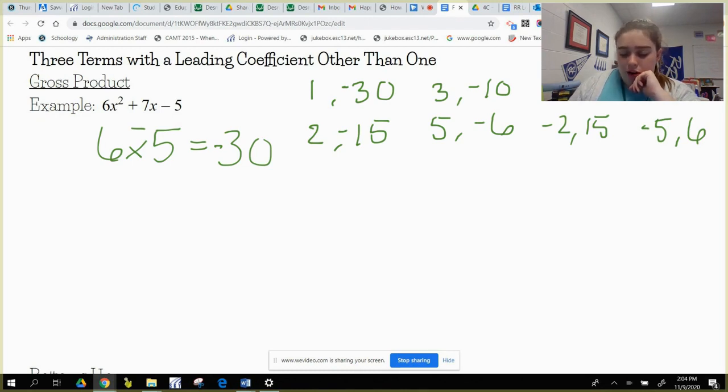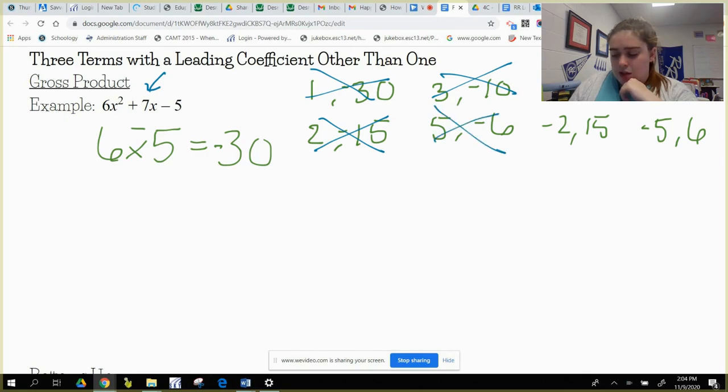So now we're going to look at which of those sets add up to be our middle coefficient, just like we did last time. That would be positive 7 here. So we're going to look at which of those factor sets add up to be positive 7. Okay, so not this one, right? That one either. What about 3 minus 10? That's close. That's -7. So maybe it's the opposite of that, but not that one. Okay, 5 minus 6 is -1. It's not that. Not that one or that one.